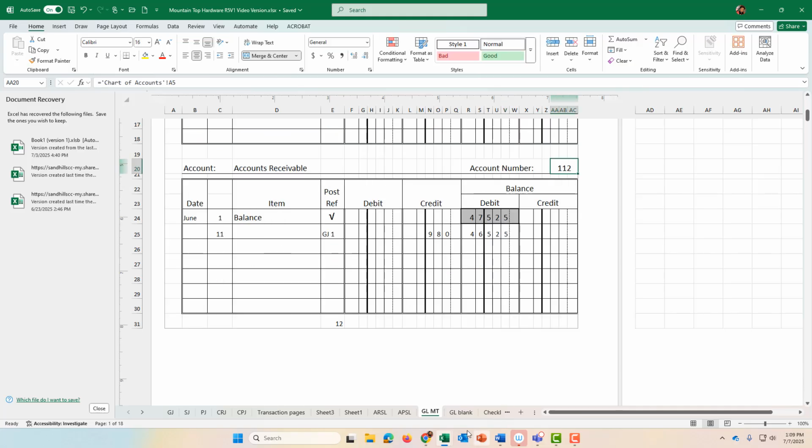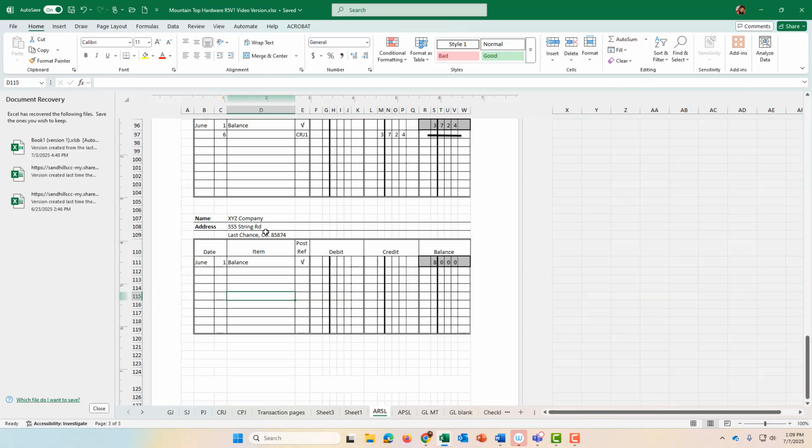While I'm here, I'm going back to the accounts receivable subsidiary ledger. Here is XYZ company. It shows they owe us $8,000. And so on the 11th, from our general journal on page 1, we're doing a credit of $980. And that means the balance of this account is $7,020.